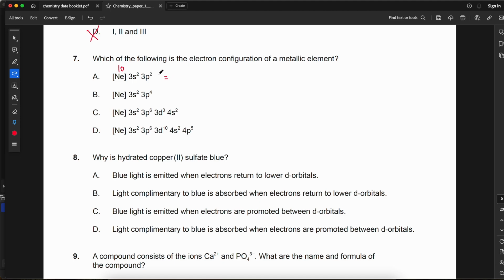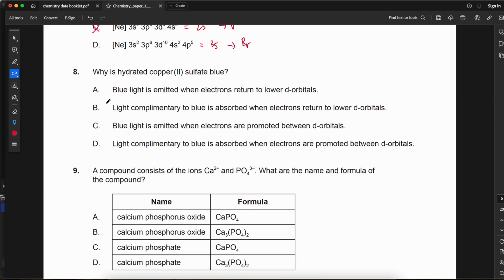So this total will be adding the electron, this 4, so will be 14, and this one will be 16, and this one will be 23, and this one will be 35. You just add with the number of electron here with Ne, which is 10. So 14, if you look at the data booklet, this will be Si, it's not a metal, and this will be sulfur, it's not a metal as well. And then 23, it's vanadium, it's a transition metal, and this one is Br, it's a gas, bromine gas. So the answer will be C.